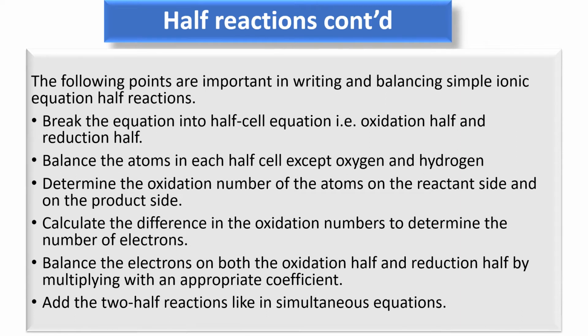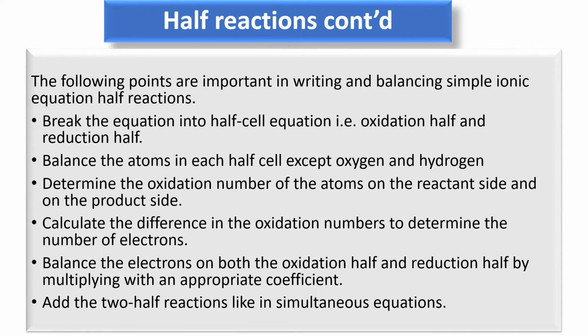So the next step, which is step number 5, is to balance the electrons on both the oxidation half and the reduction half by multiplying with an appropriate coefficient. So you ensure that the number of moles of electrons at the oxidation half and the number of moles of electrons at the reduction half are equal. When they are not equal, you multiply by using an appropriate coefficient. So the number of electrons gained and number of electrons lost must be equal. You will get to know how to do that in the next slide.